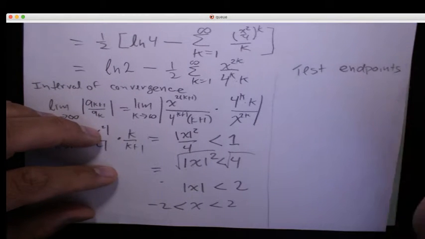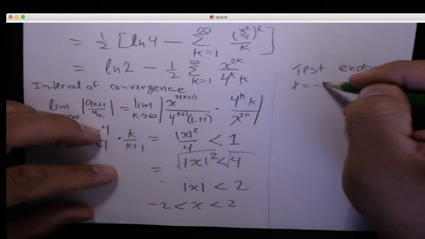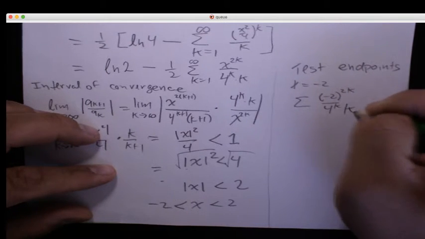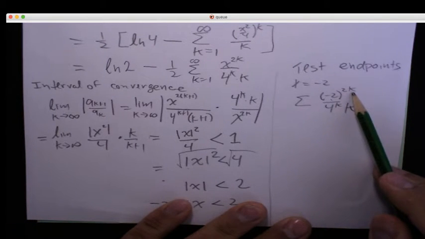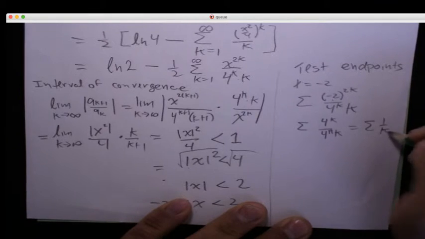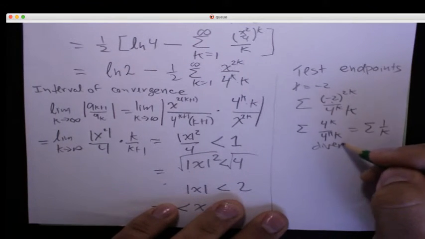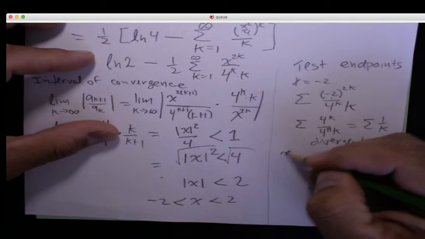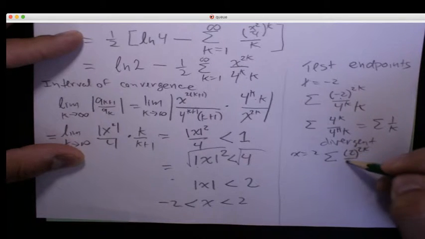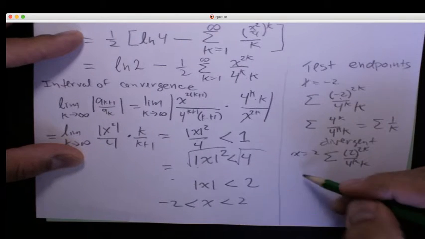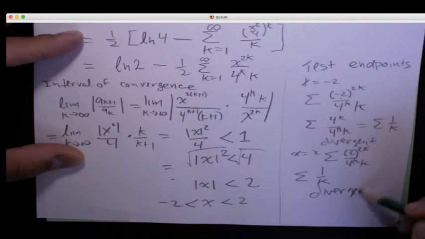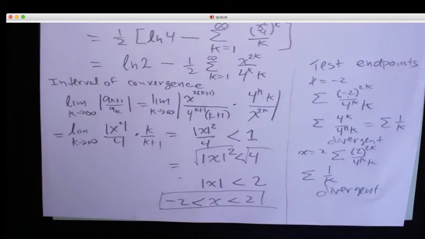So for the endpoints, we'll see that we'll get, for x equals -2, -2 to the 2k over 4 to the k times k. Okay, so we see here, this is -2, and I can square it, so it'll give me 4, which gives the sum of 1 over k, our harmonic series, which I know is divergent. Okay, and if I do the same thing with 2, we'll see we'll get a similar result. We'll get 2 to the 2k over 4 to the k, and I can square that 2, and we'll get 1 over k, which is again a harmonic series, and it is divergent. So which means that our interval of convergence does not include the endpoints here.